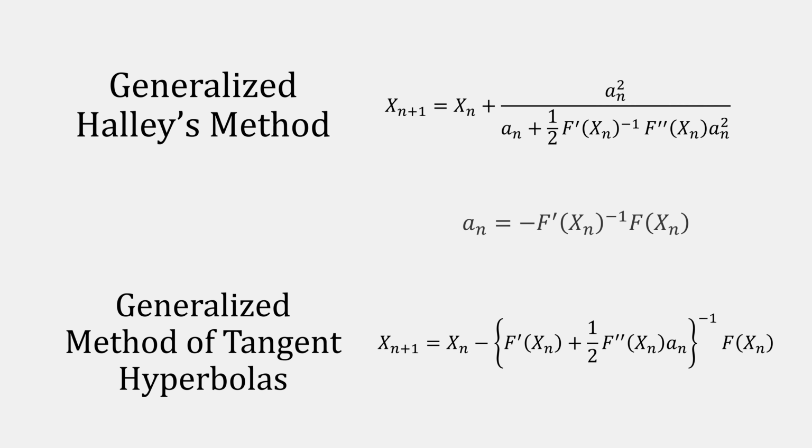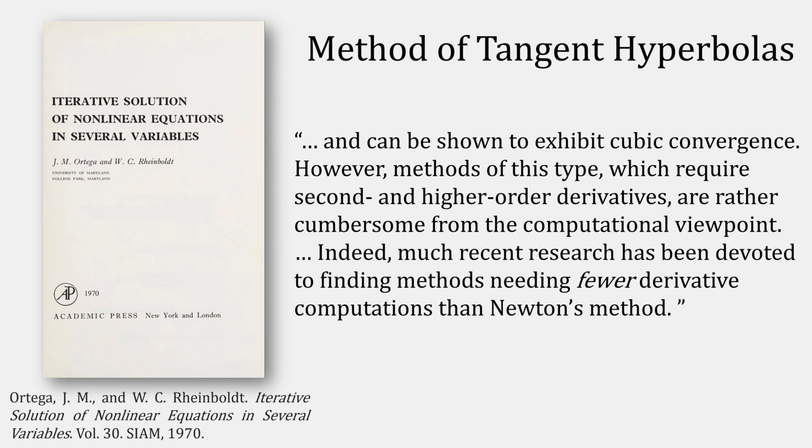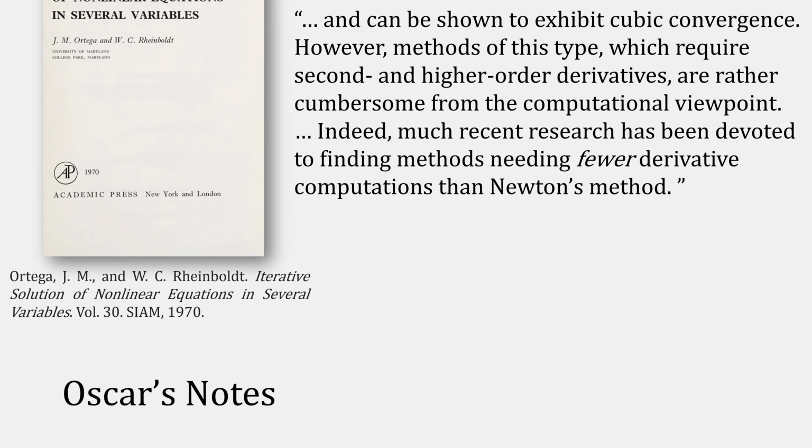Note that both use an A term, which includes f prime, and with generalized Halley's method, we take the inverse of f prime as well, so that saves us on something, but generalized method of tangent hyperbolas requires another inverse afterwards. Continuing the quote from earlier, however, methods of this type, which require second and higher order derivatives, are rather cumbersome from the computational viewpoint. Indeed, much recent research has been devoted to finding methods needing fewer derivative computations than Newton's method.